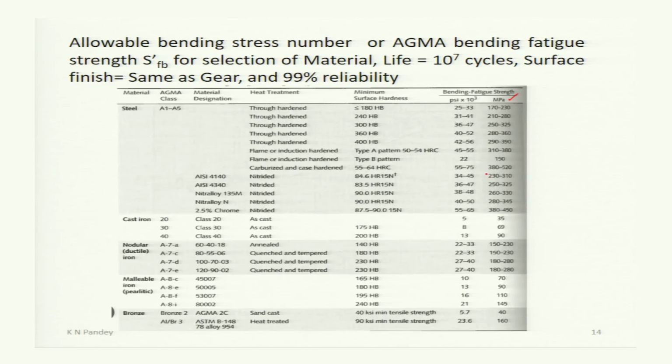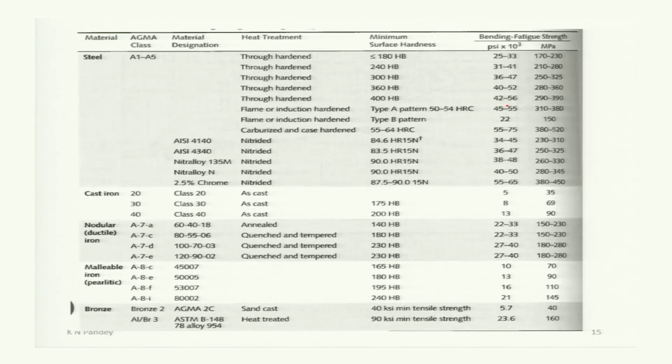A range is given. For example, for steel A1, A5 through hardened and minimum surface hardness less than or equal to 180 Brinell hardness, the bending fatigue strength SFB dash will be in the range of 170 to 230 megapascal. The same table is given in a bigger diagram so that the values can be easily visible.